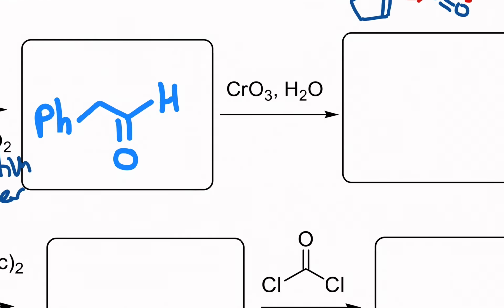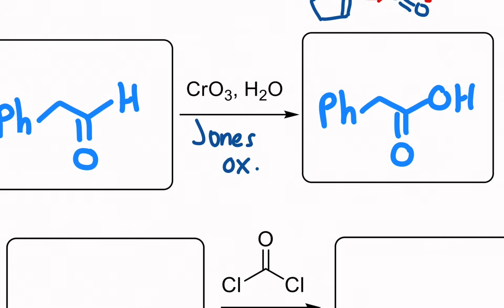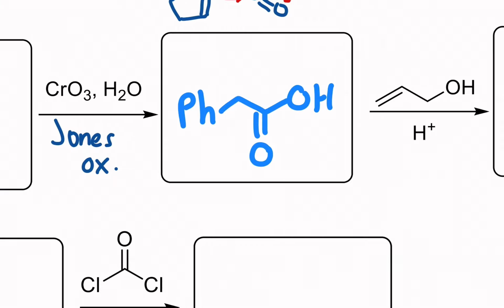Next up, we get the Jones oxidation. We learned that this is a way of oxidizing primary alcohols into carboxylic acids. It also works on aldehydes. It oxidizes the aldehyde to a carboxylic acid. In fact, the reaction we learned that takes alcohols to carboxylic acids actually goes via the aldehyde. We just never did that in its entirety.